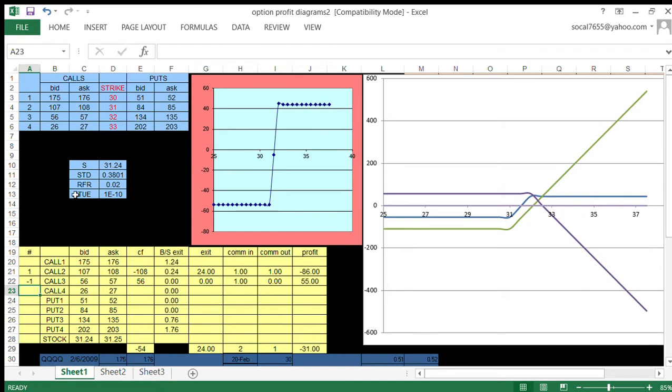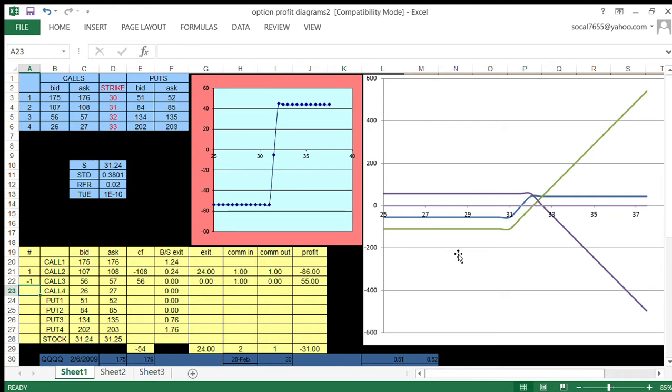We know that because here you see time to expiration is 1 e to the minus 10. So a very small number, decimal point, and then 9 zeros, and then the number 1. So the time to expiration is effectively the moment of expiration. So we get this profit diagram from the combination of the olive and the lavender.